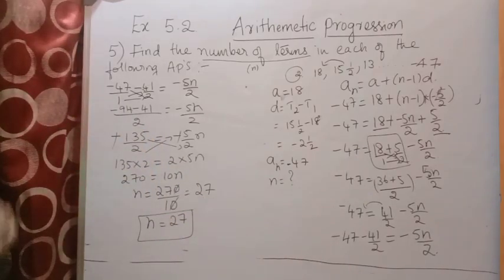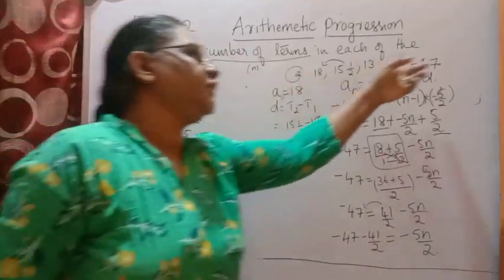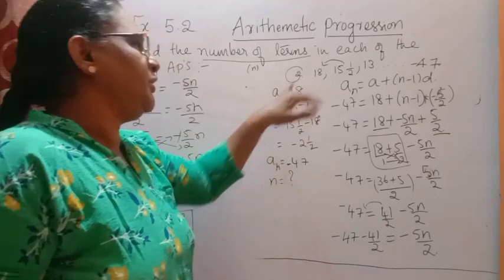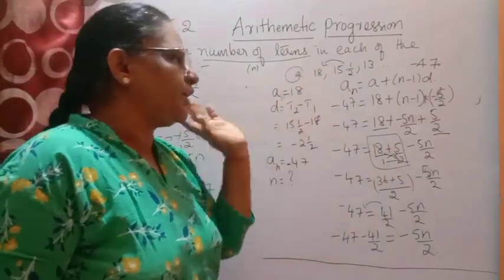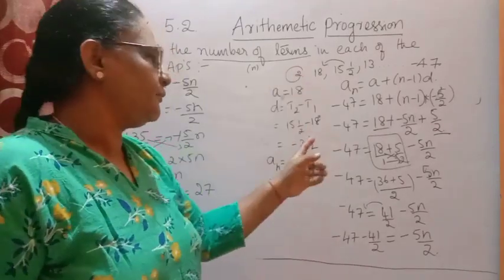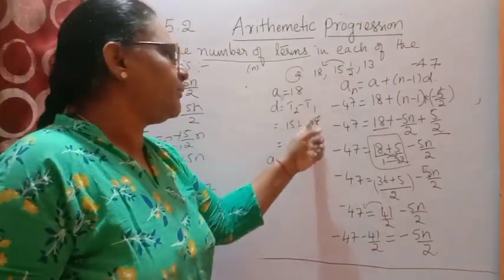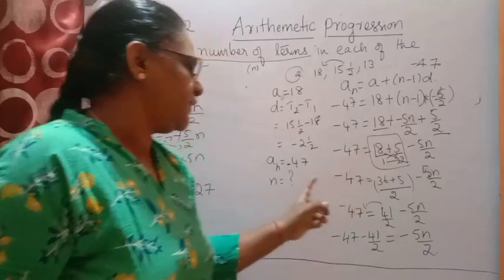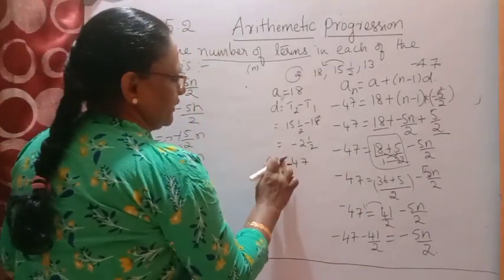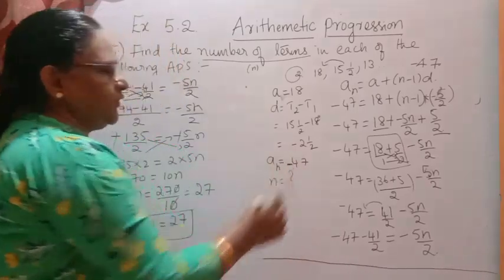Okay. See, first what you have to do, they have given the sequence. Pick the value of A, which is 18. D means T2 minus T1. 15 and half minus 18. You can easily subtract. 18 minus 15 and half is 2 and half. Write down with a minus sign, the bigger number's sign. The last term is given, minus 47. A_N is minus 47. N you have to find out.